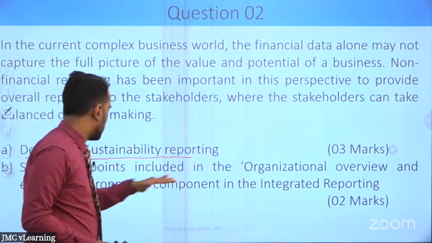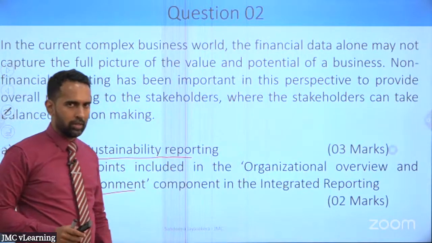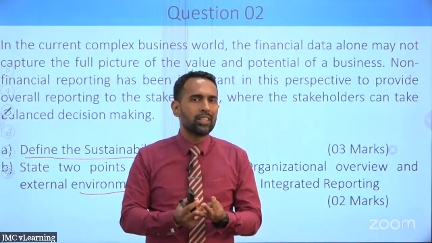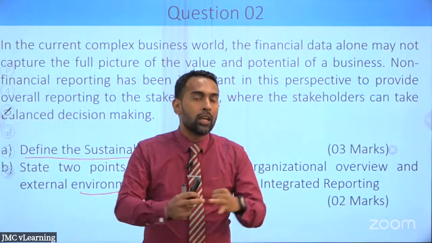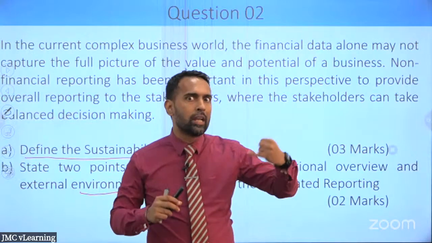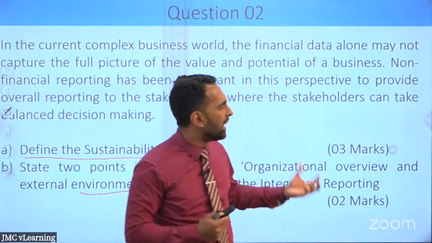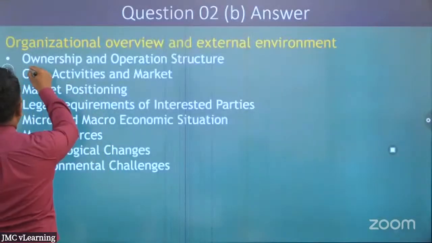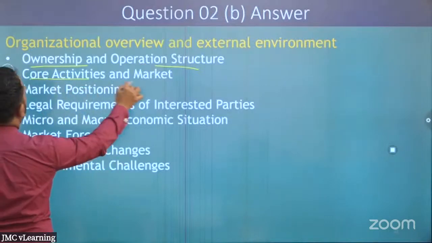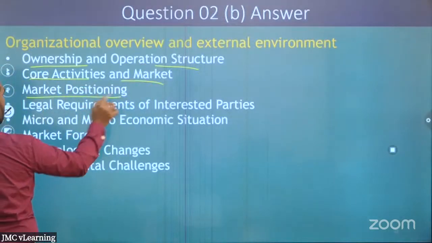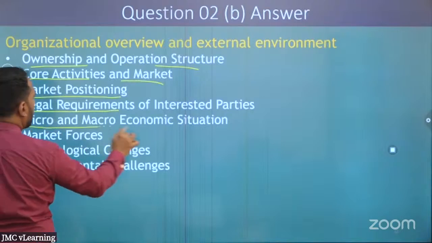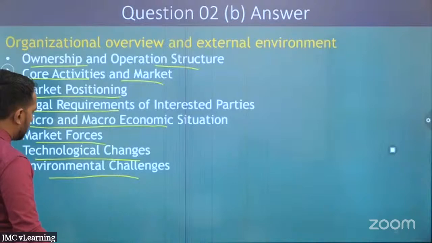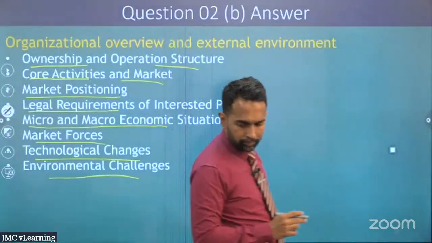So I took the organizational overview and external environment. There are multiple factors: your ownership structure, market forces, technological changes, the market challenges you are facing. Like that, at least you need to remember 2 factors. Clear? Ownership structure, core activities and markets, market positioning, legal requirements, micro and macro market forces, technological changes, environmental challenges, right?